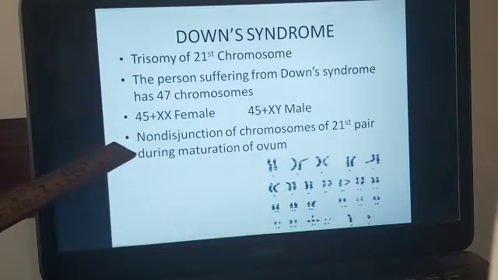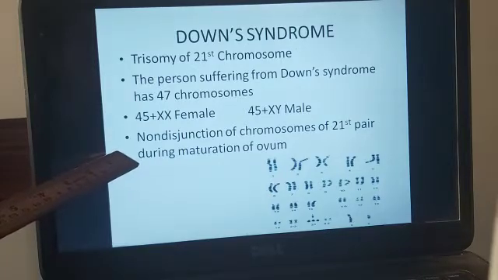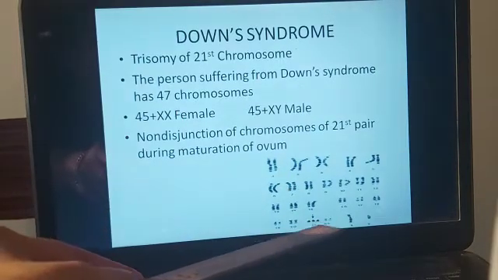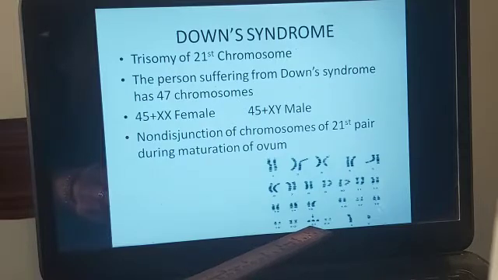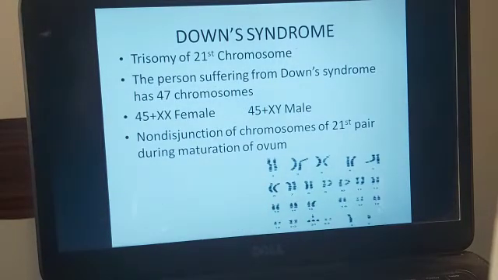Now this syndrome occurs because of non-disjunction of chromosome of the 21st pair during maturation of ovum. So during the egg formation only this kind of condition can arise, in which 21st chromosome is extra in the egg itself. Now here you can see this is the karyotype, and in the karyotype you can see here the 21st chromosomes are 3. It has to be 2 in number, but here in this case you can see that the 21st chromosome, 1 chromosome is extra.